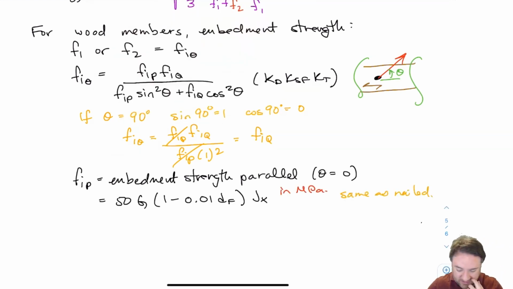For the parallel to grain embedment strength, so theta equals 0 degrees, basically I have 50 G times 1 minus 0.01 dF. So it's dependent on the diameter of the fastener again, and you will notice that this is the exact same embedment strength equation that we used for nailed connections, and all nailed connections had this embedment strength. What's different is the addition of the perpendicular to grain strength.